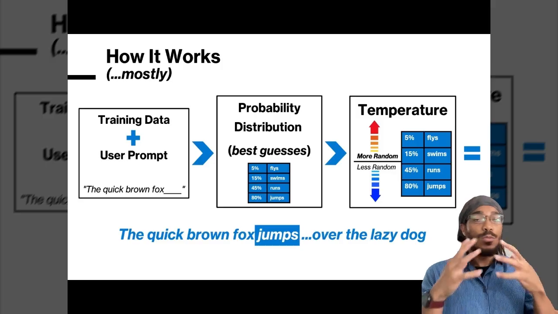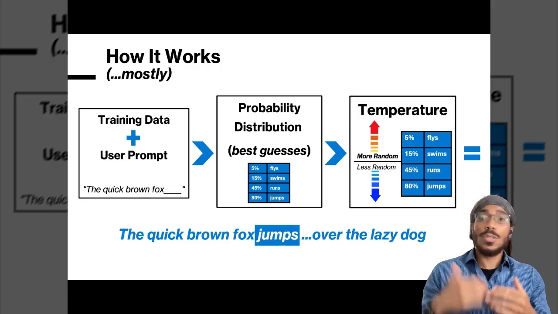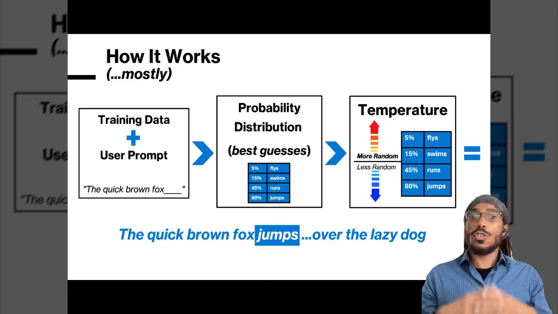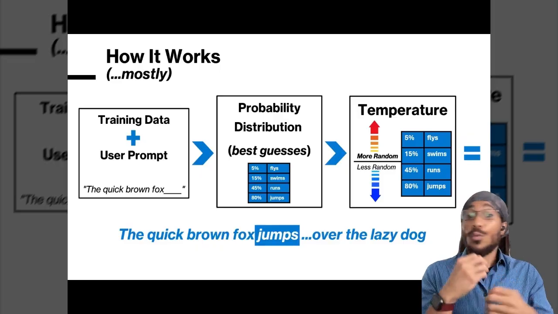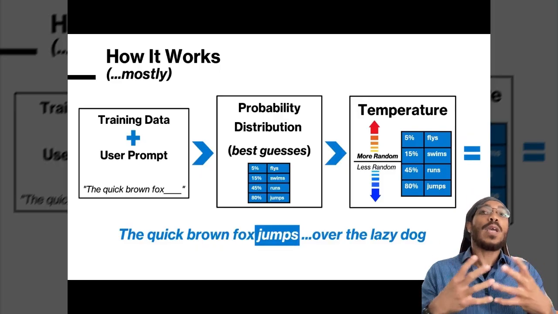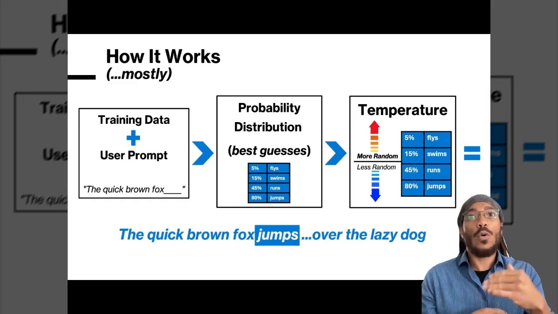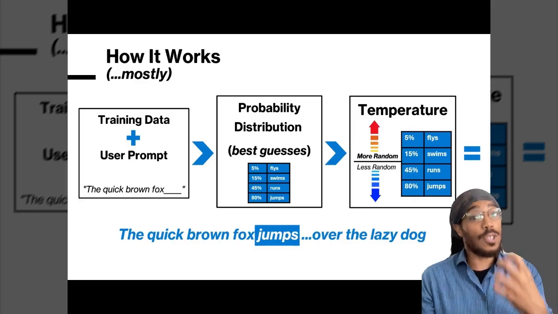If it is tuned to be less random to have a more accurate response, it will likely choose "jumps." But because these are stochastic systems, because they are built to have a bit of randomness in them, regardless of their temperature settings, you can never be 100% sure that it will always give you the same answer, that it's always going to say "the quick brown fox jumps."